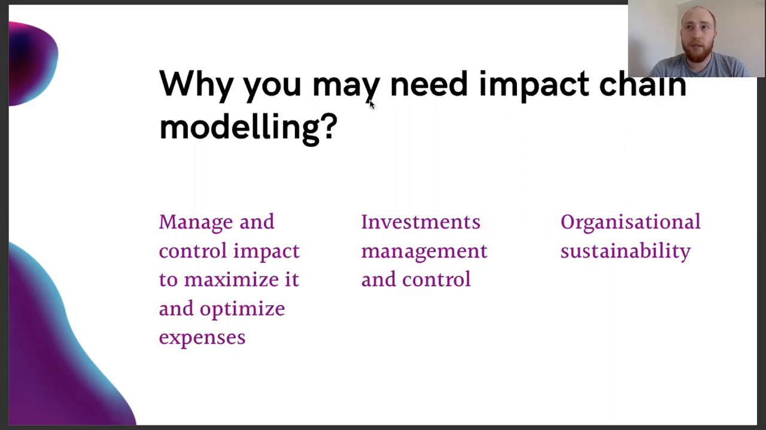Also, it helps to build organizational sustainability, because if everyone in your organization sees the impact chain of each contribution that they make and each outcome that it leads to, it helps you to keep your organization or team more aware, more motivated, more inspired. At least it happened this way in my experience in our organization when we developed the impact chain. It helped us this way.